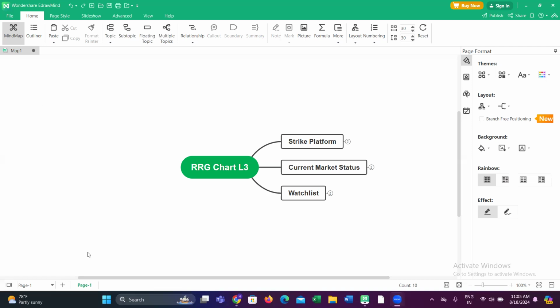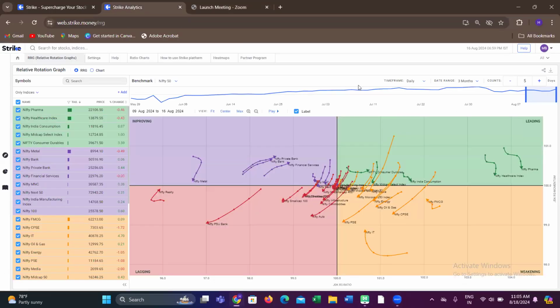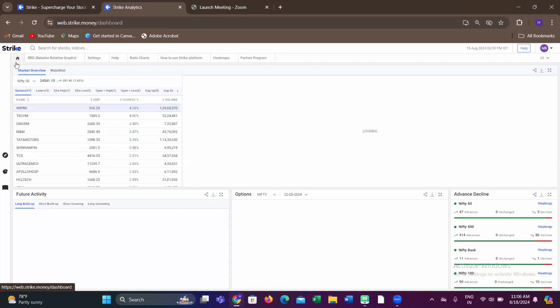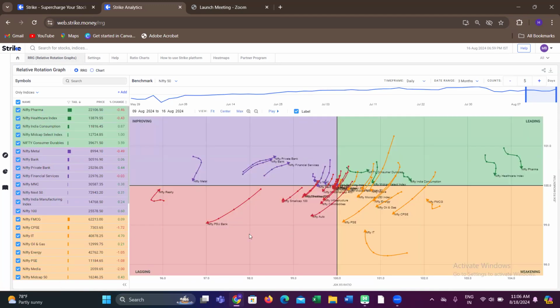All right, so I will go to Strike Platform. So under Strike Platform, I will be covering navigation and options in this video. So let's do this here. All right, so when you log into your Strike Platform, once you log into your laptop or a computer, you will have an option called RRG Relative Rotation Graph option. Just click on it. And the moment you click, so let me just go back to the home page. So when you log in, you will see this page. You have to click on RRG Relative Rotation Graphs. Click on it, and you will see this picture or the screen appearing in front of you.